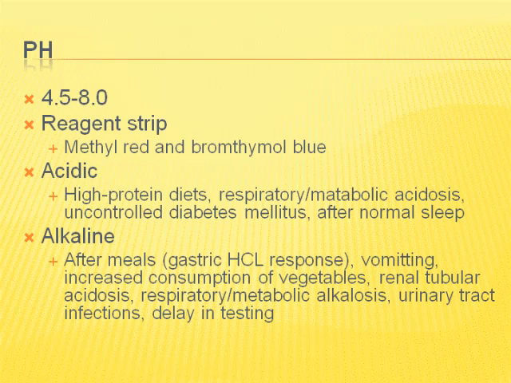Acidic urine, you can find with high protein diets, respiratory and metabolic acidosis, diabetes mellitus, and after normal sleep. Alkaline pH of urine occurs after meals, after vomiting, increased consumption of vegetables, renal tubular acidosis, respiratory and metabolic alkalosis, urinary tract infections, and also delay in testing, so the urine wasn't tested in time within that 2-hour time limit.